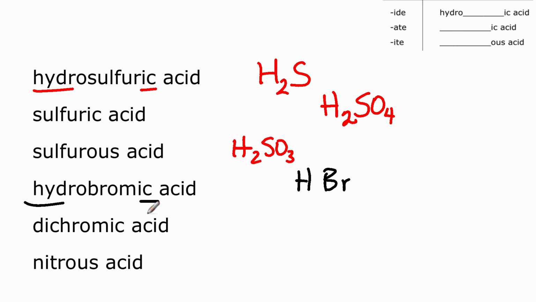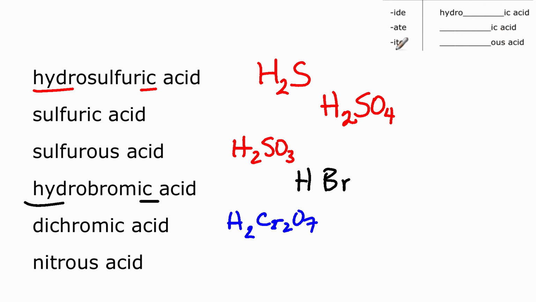Dichromic acid. Okay, dichromate, if you look at that on your chart, is Cr2O7. Its charge is a 2 minus, therefore it's an acid, so it needs hydrogens. And since this is a 2 minus and hydrogen is a 1 plus, it needs 2 hydrogens. So H2Cr2O7, that's dichromic acid.